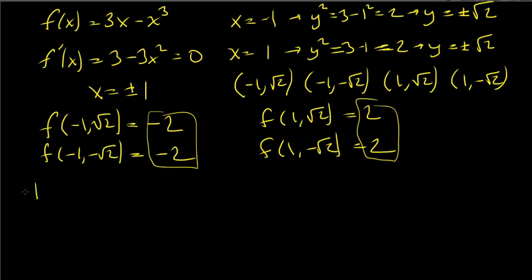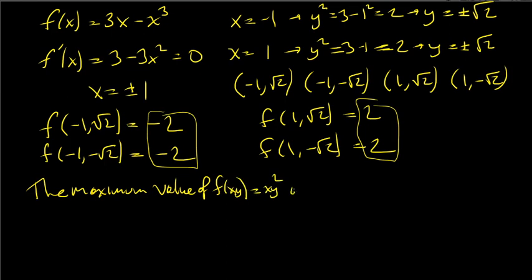So yeah, the maximum value of f on the disk D is 2, and it occurs at 2 points here. It occurs at positive 1, square root of 2 and, sorry, positive 1, negative square root of 2.